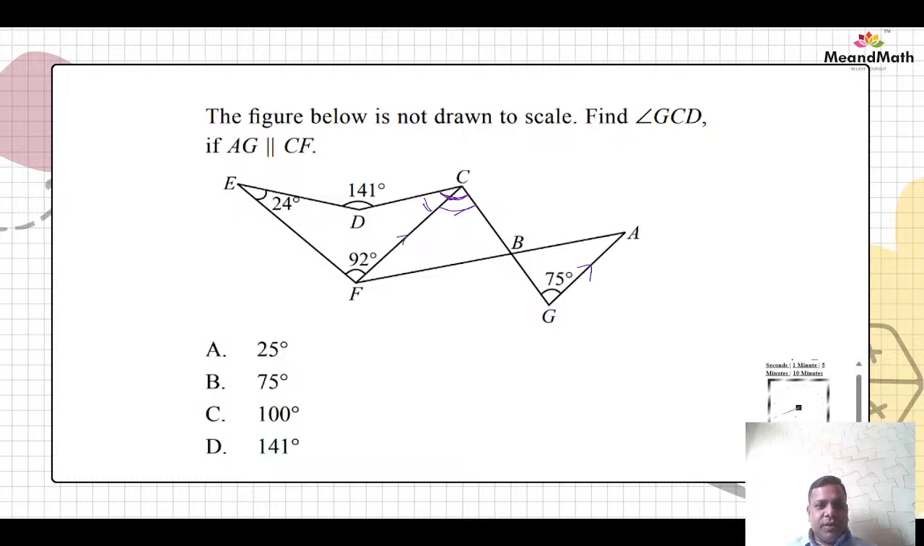So 24 degree, 92 degree, 141 degree. Angle C. Yes. Does anyone give the answer in the chat box? No one. Last 7 seconds left. And time out.